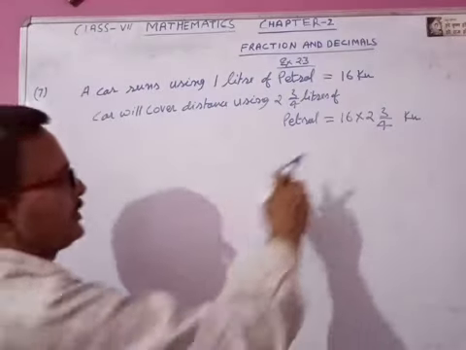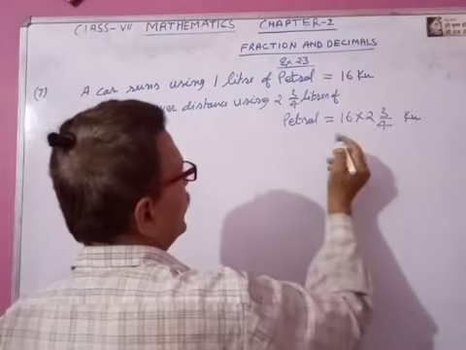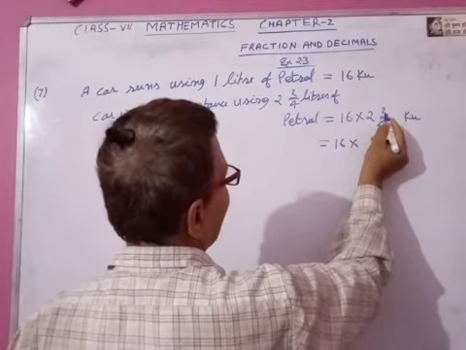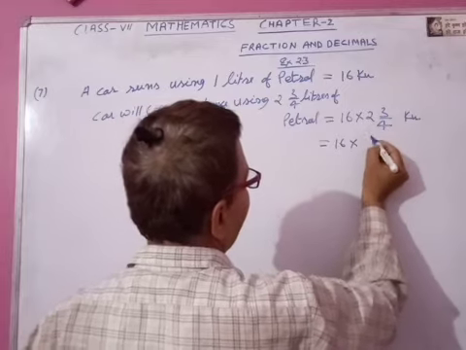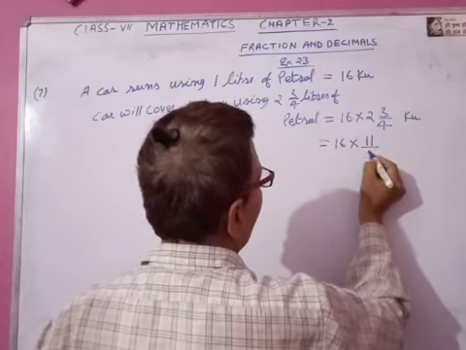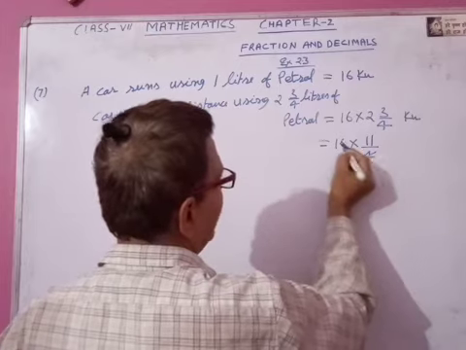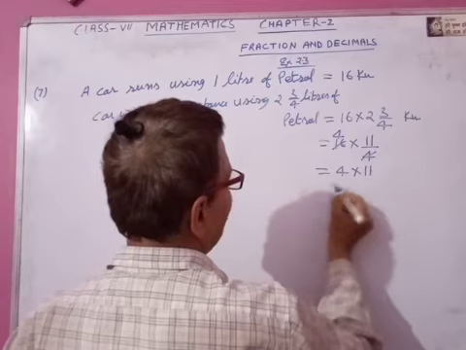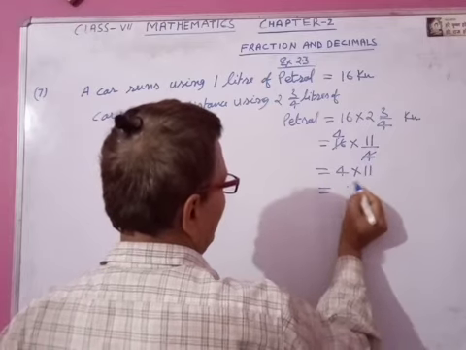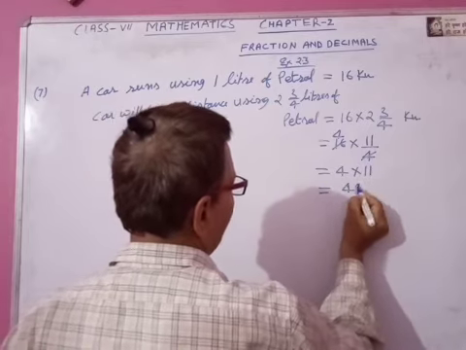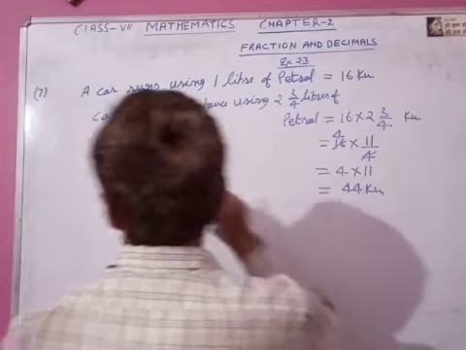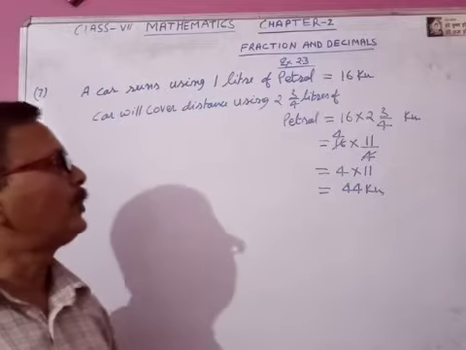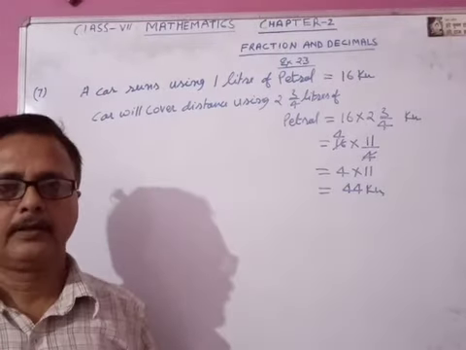See here, 16 multiplied by 2 whole 3 upon 4. Now you will change 2 whole 3 upon 4 into an improper fraction. 4 2s are 8 plus 3, 11 upon 4. 4 into 16. Now 4 multiplied by 11. You will get 4 multiplied by 4, 11 multiplied by 4, that is 44 kilometer. The car will cover distance 44 kilometer using 2 whole 3 upon 4 liters of petrol.